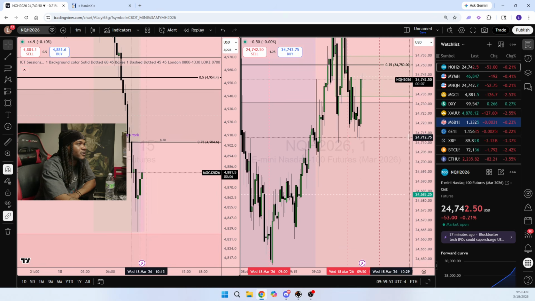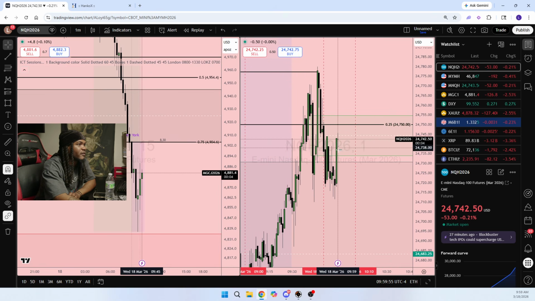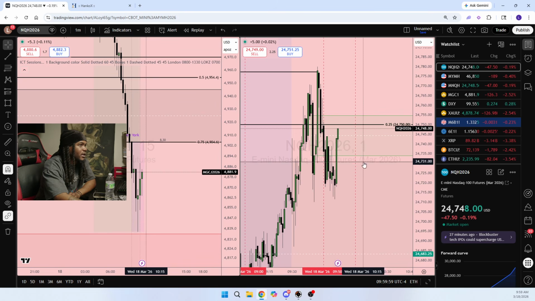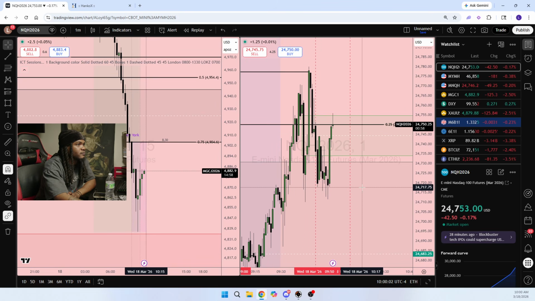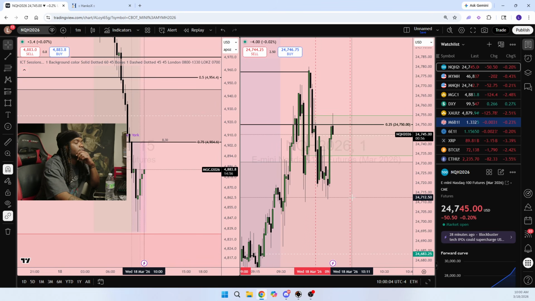So let's see how this first presented gap holds up. If it stays as an inversion, we want to see it pushing down, but let's see what happens.